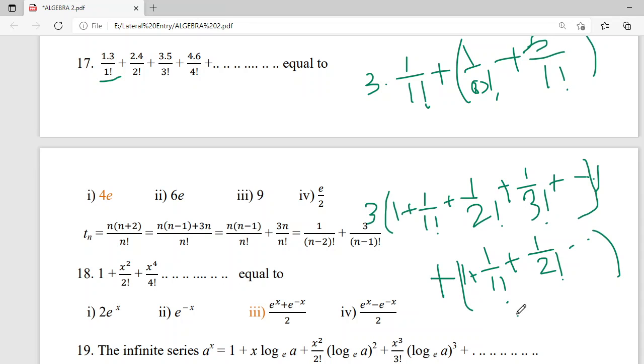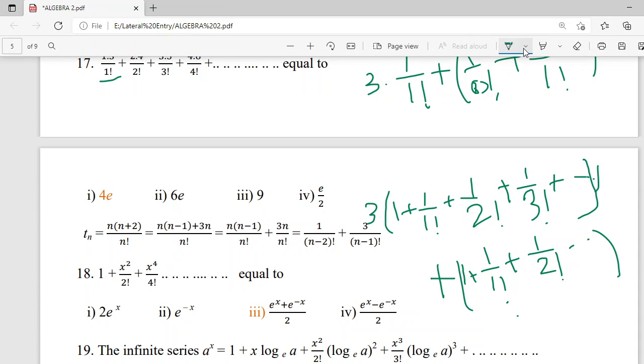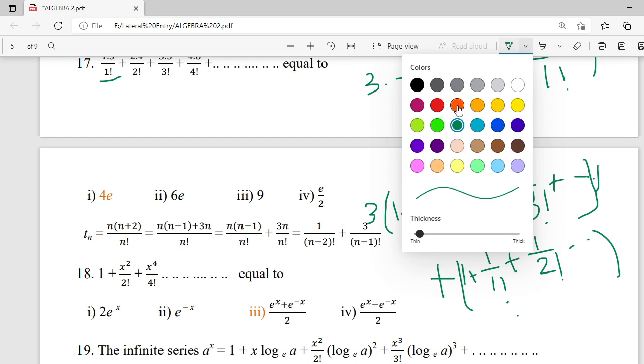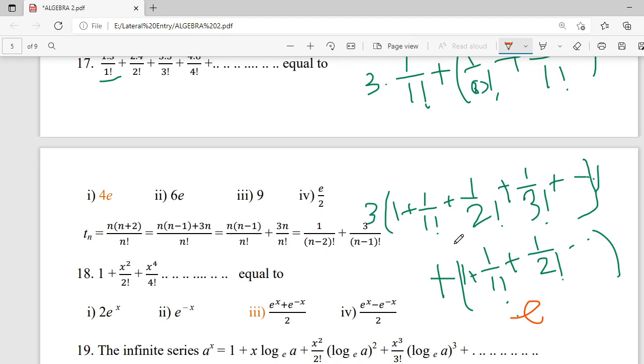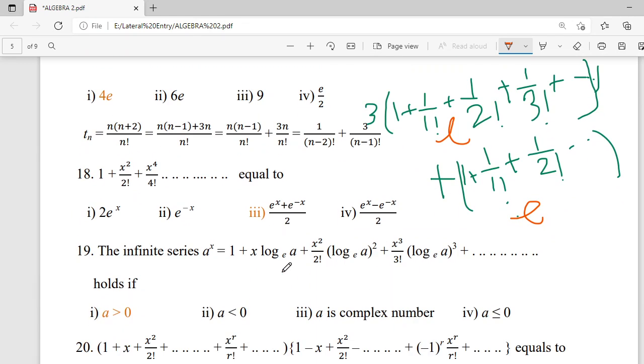So this is E, and this is E. So this is 3E plus E, this is 4E. You can check it, because our choices are only these things. So this is not e to the power x, this is not e to the power minus x. You remember the series, then you can do it. Then e to the power x minus e to the power minus x is also not it, this is satisfied by this one. So you test it and you will have it.